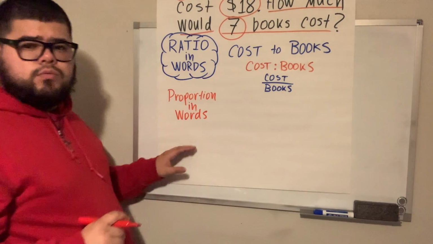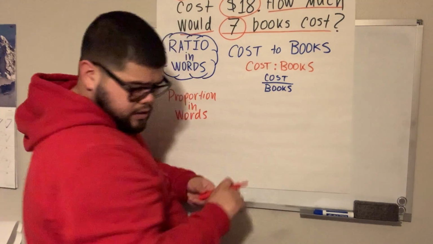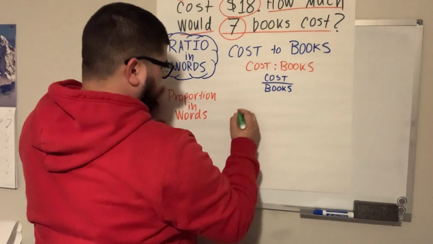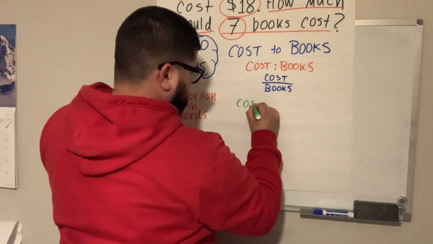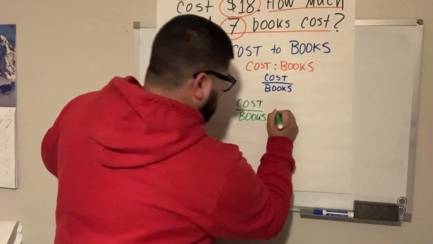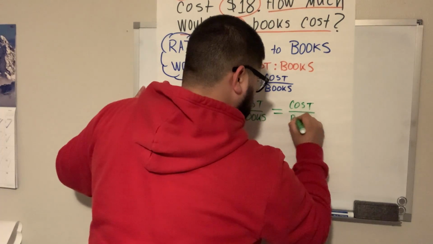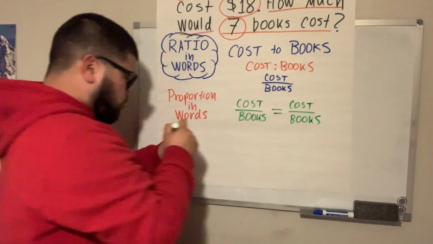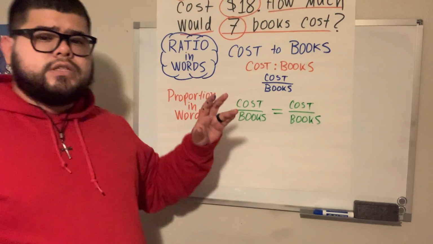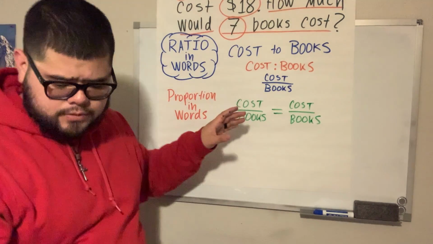Okay, here's our proportion in words. All you have to do is copy and paste cost over books. Let me actually do it in green. Cost over books equals cost over books, because we're dealing with the same relationship in this problem, but we're using different numbers that were given in the problem.